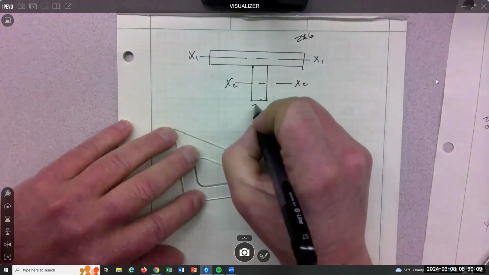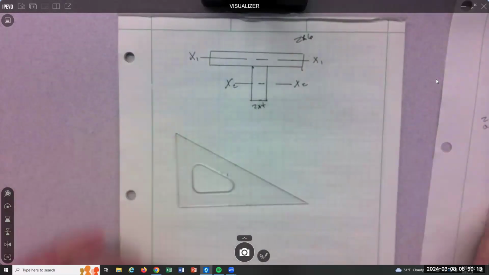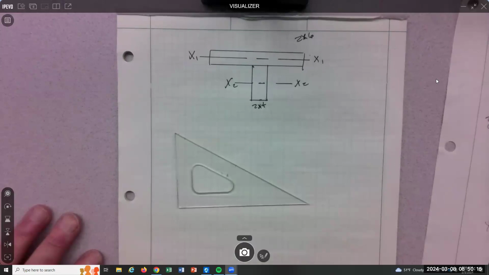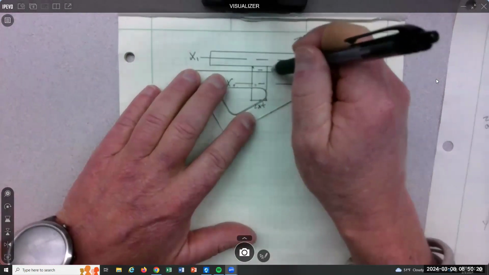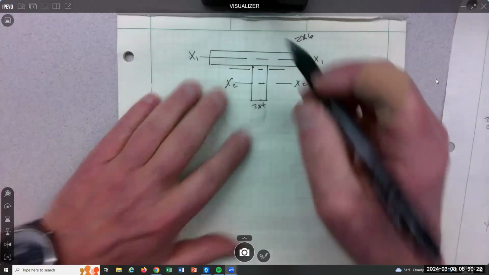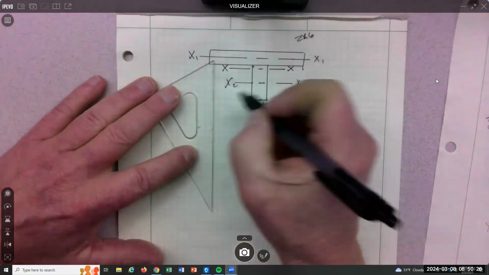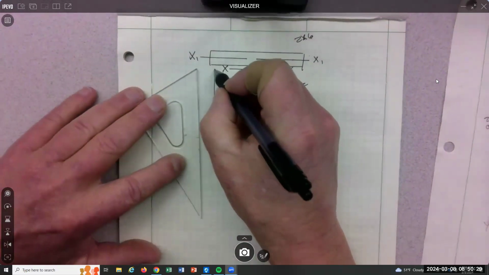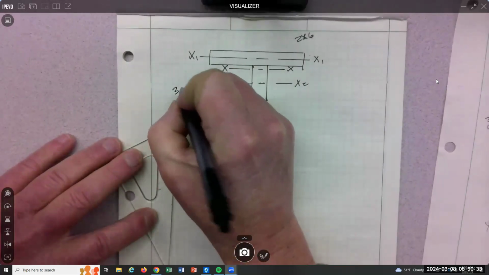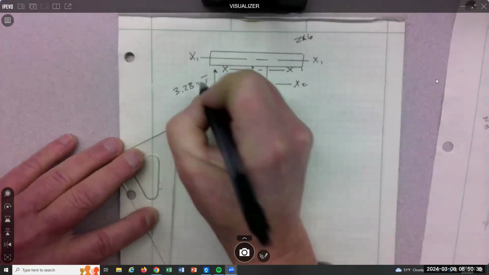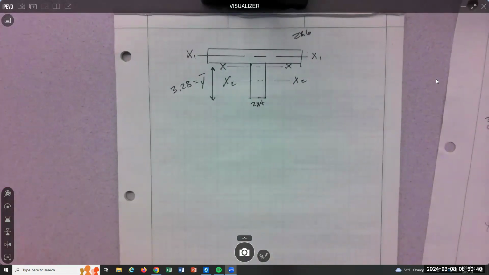2x4. Right, and then we found the composite to be at 3.28, right up in here. That we call x, and y bar was 3.28 inches, right? So we did all that work in that first one.